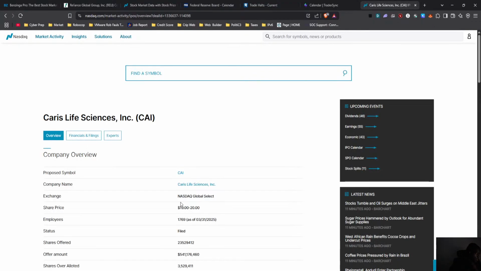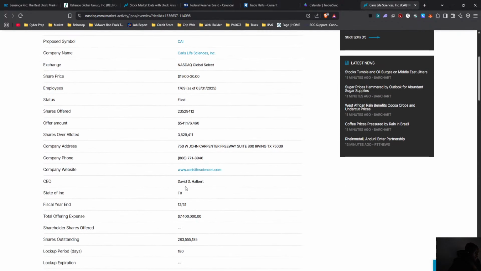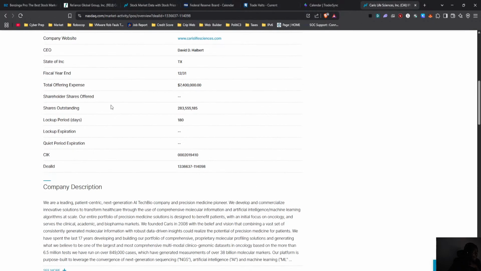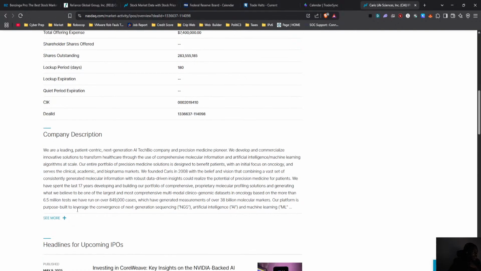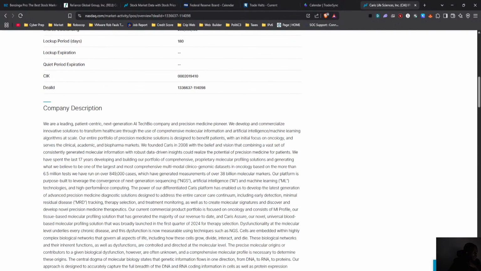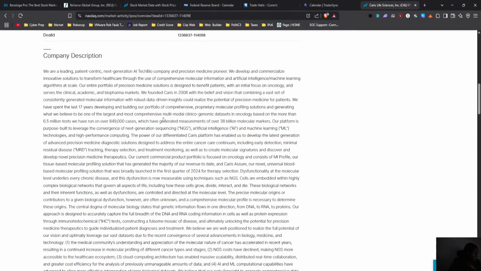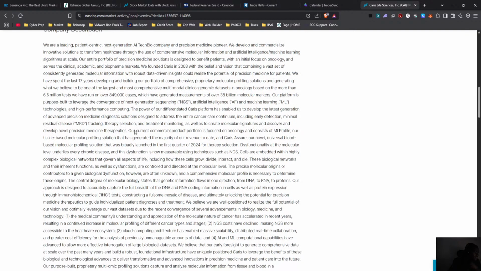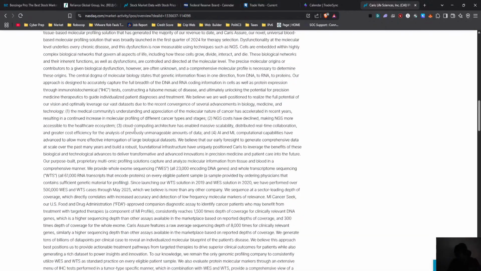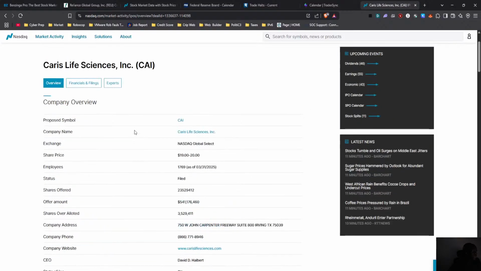CAI, Caris Life Sciences, opening up 19 to 20 bucks out of Irving, Texas. Shares outstanding, pretty high shares outstanding. It says we are a leading patient-centric next generation AI tech bio company and precision medicine pioneer. Okay, so they're into artificial intelligence, machine learning, and all of this. Maybe something interesting there to watch. Which one is this? This is CAI, Caris Life Sciences. So I might definitely be looking at that today.